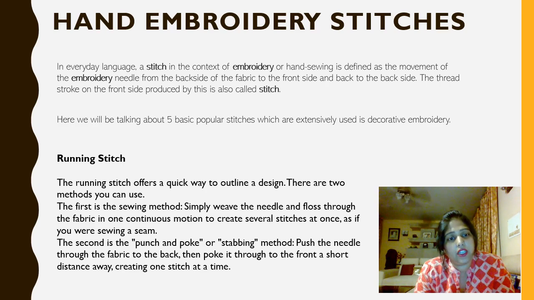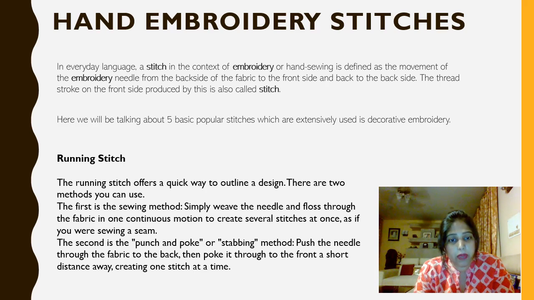First of which is running stitch. The running stitch offers a quick way to outline a design. There are two methods you can use. First is the sewing method. Simply weave the needle and floss through the fabric in one continuous motion to create several stitches at once, as if you are sewing a seam.